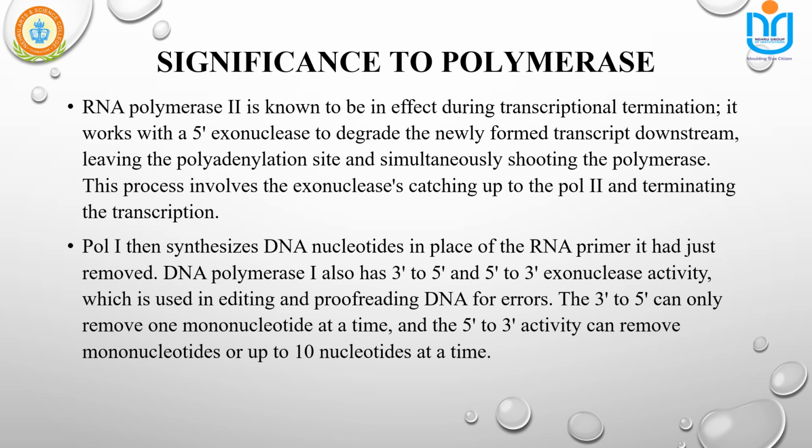Polymerase I then synthesizes DNA nucleotides in place of the RNA primer it had just removed. DNA polymerase I also has 3' to 5' and 5' to 3' exonuclease activity, which is used in editing and proofreading DNA for errors. The 3' to 5' can only remove one mononucleotide at a time, and the 5' to 3' activity can remove mononucleotides or up to 10 nucleotides at a time.